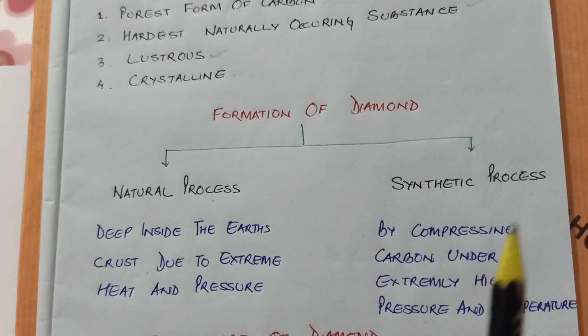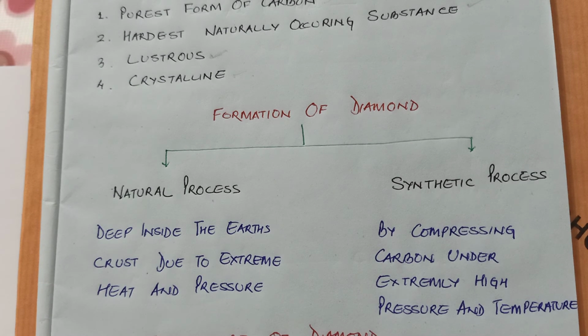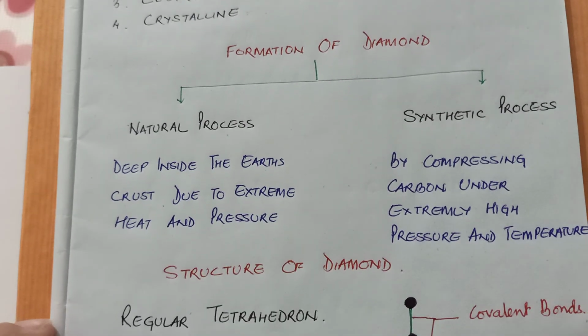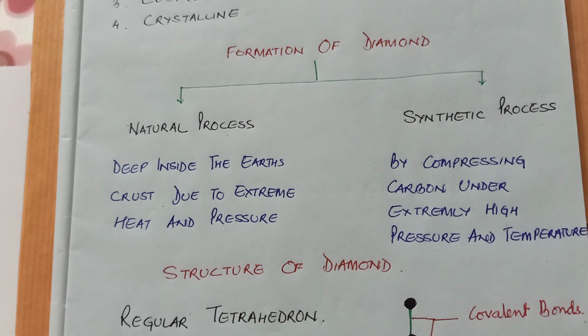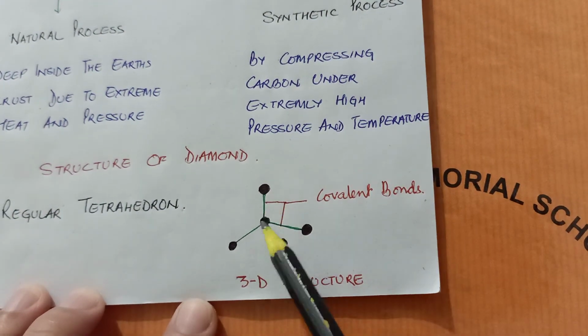Now we know that in order to form diamond, carbon atoms need to be compressed. Compressed means they need to be brought closer to each other. Therefore, what can be the structure of diamond then? Since the atoms must be very close to each other, what kind of structure do they form? Let us see that. Now diamond forms a regular tetrahedron structure. Tetra means 4, hedron means heads or directions. So this is the tetrahedron structure of diamond.